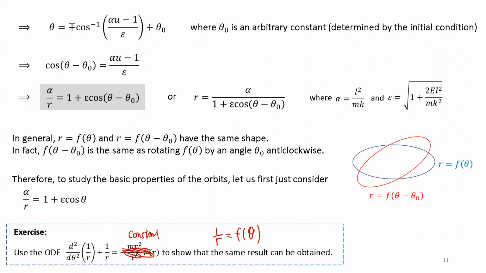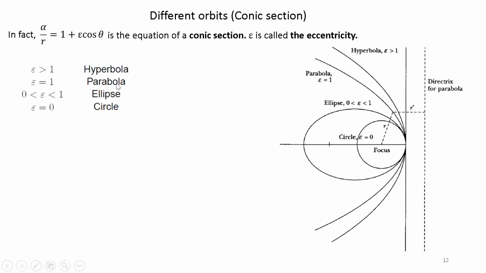So we'll be studying the properties of this equation of orbits. Let me tell you that in polar coordinates, this form of equation is actually the equation of a conic section. And the conic section has 4 different kinds of shape: hyperbola, parabola, ellipse, and circle.